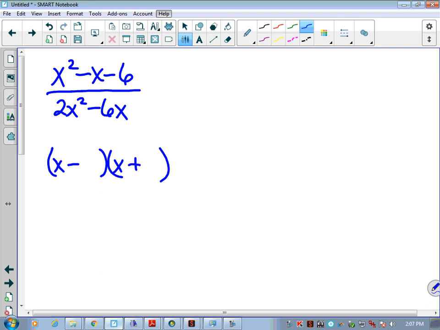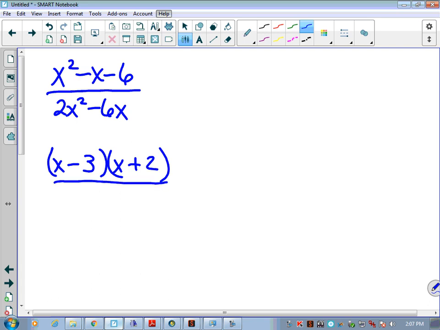Negative and a positive. So we're looking at things that multiply to be 6. When I add them up, I'm getting negative 1. 3 and 2, where the 3 is bigger, correct? 3 and 2. All right, so we're going to set that there.